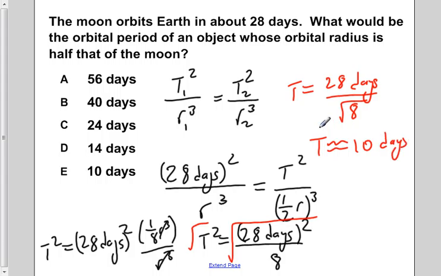So it'll take roughly 10 days for this object at 1/2 the radius of the Moon to make one complete revolution around our planet. So 10 days for it to return to relatively the same position. So E equals 10 days.